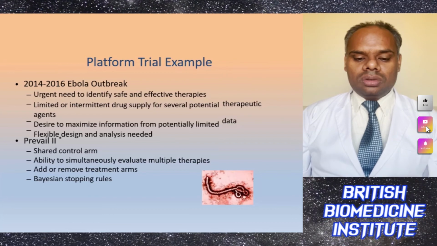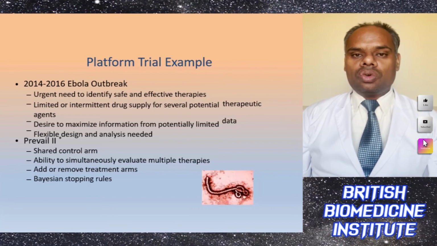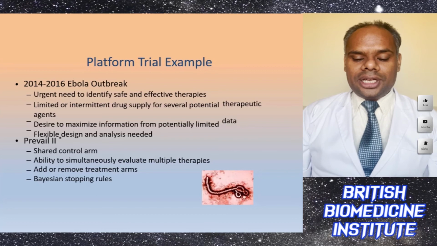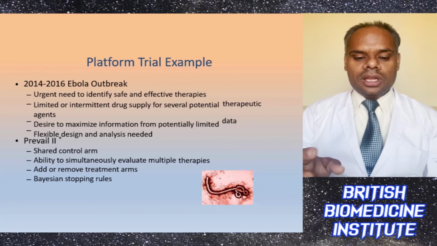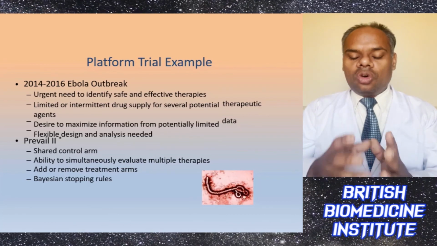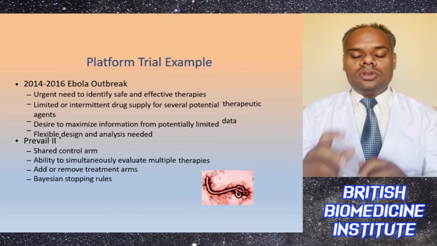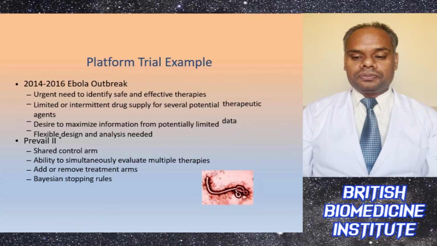So in the previous trial, there was a shared control arm. It had the ability to simultaneously evaluate multiple therapies. Adding and removing treatment arms or Bayesian stopping rules can also be used in the trial designs.